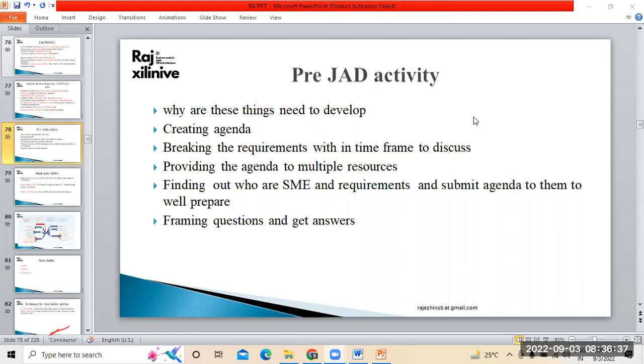So once we have created an agenda for the particular meeting we are conducting, we need to break down the requirements into different parts. This is where the role of a business analyst turned facilitator is more important. Why is it important? I'll tell you. As I mentioned earlier, the JAD session will be conducted by a facilitator. So a business analyst normally becomes a facilitator. You know it. Now, practically, you must have understood by this time.